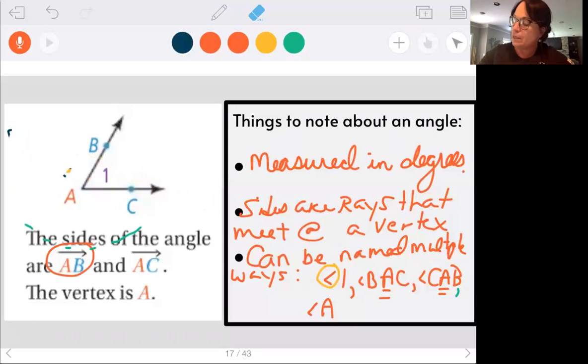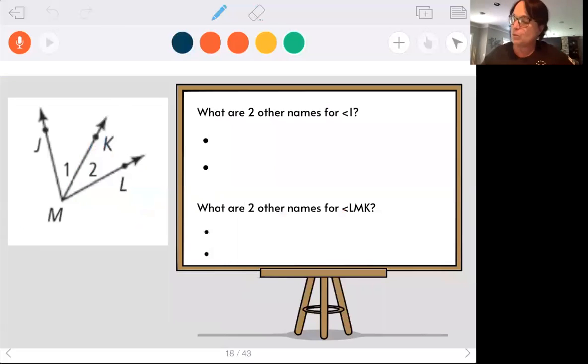The most commonly used notation is this 3-letter notation, and again with the vertex in the middle. So this says, what are 2 other names for angle 1?